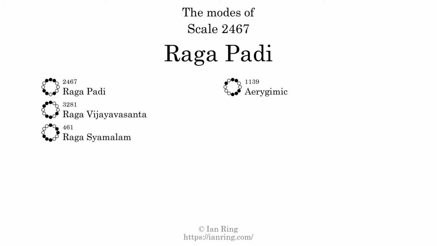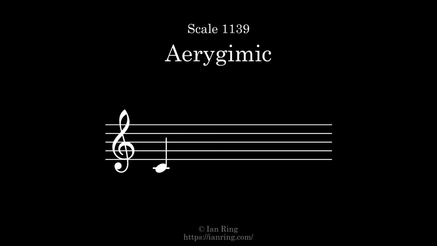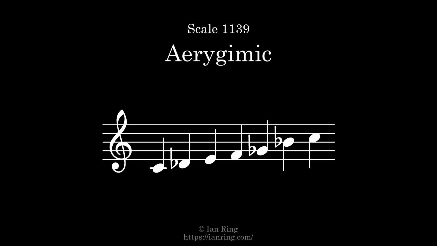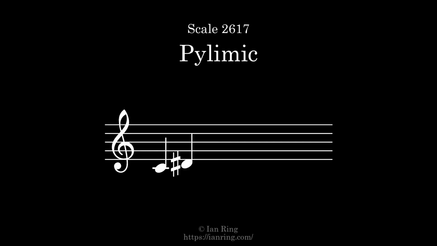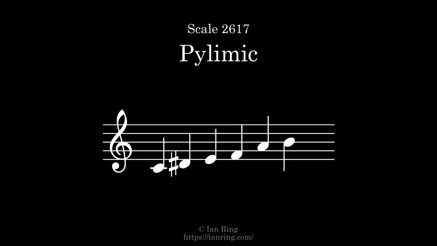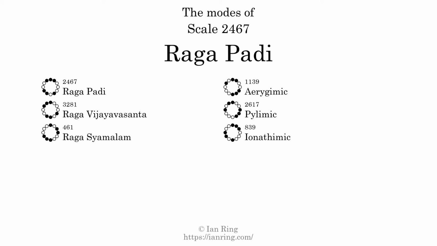The fourth mode is scale 1139, also known as Eragimic. It sounds like this. The fifth mode is scale 2617, also known as Pylimic. It sounds like this. The sixth and last mode is scale 839. Also known as anathemic. It sounds like this.